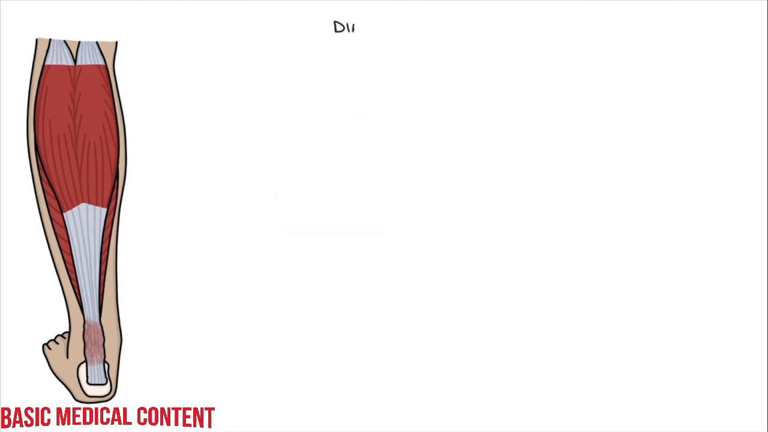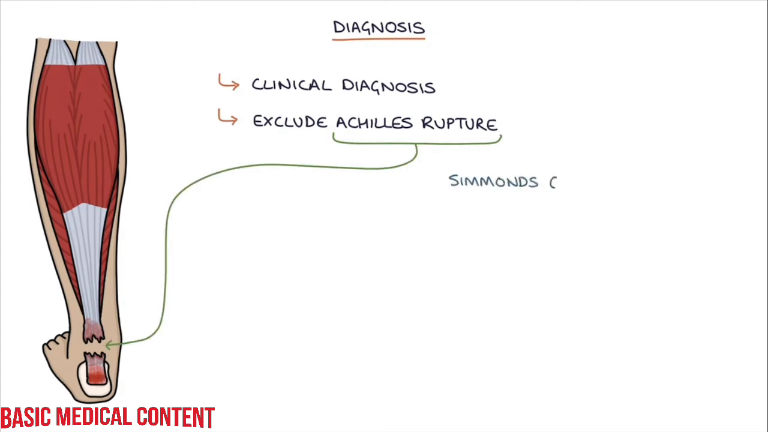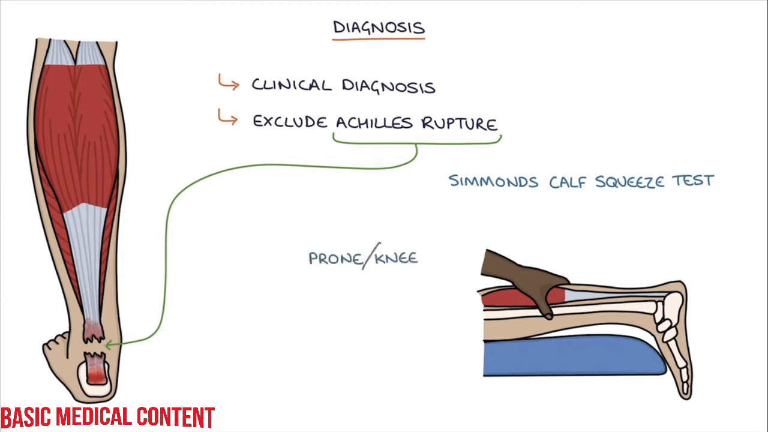Let's talk about making the diagnosis. Achilles tendinopathy is a clinical diagnosis and it doesn't usually require any investigations to diagnose. It's essential to exclude Achilles tendon rupture, for example using the Simmons calf squeeze test. The Simmons calf squeeze test is a special test to look for Achilles tendon rupture or a break in the Achilles tendon. The patient is positioned prone or kneeling with the feet hanging freely off the end of the bench or the couch.